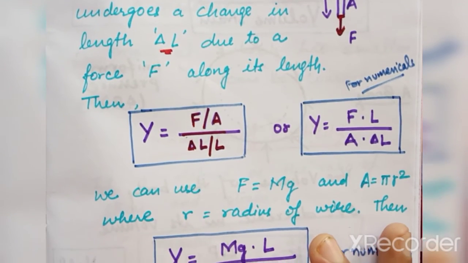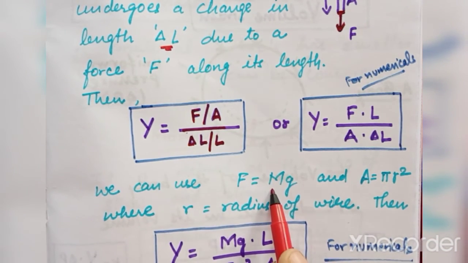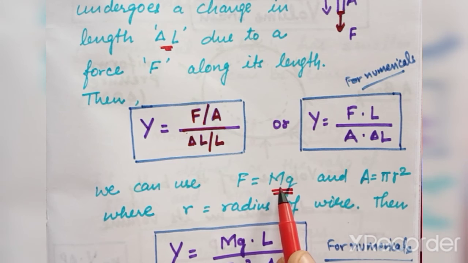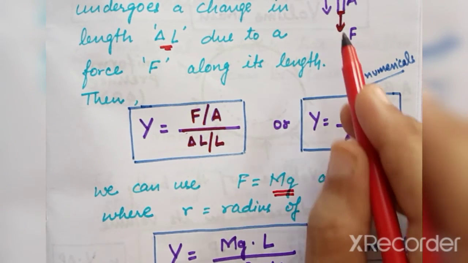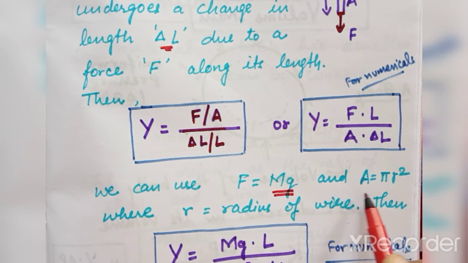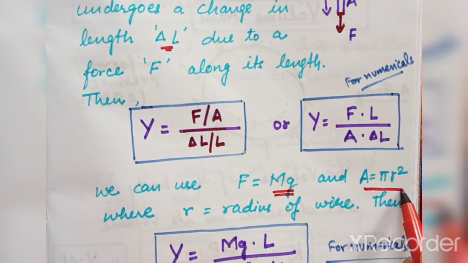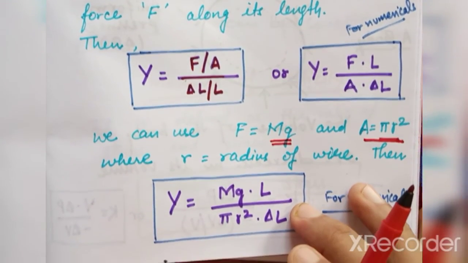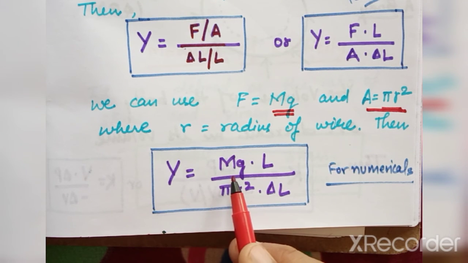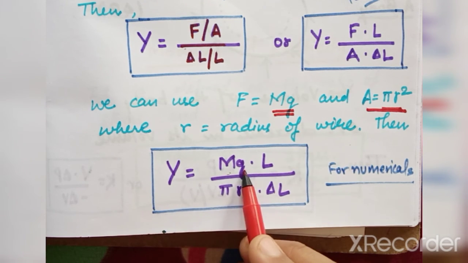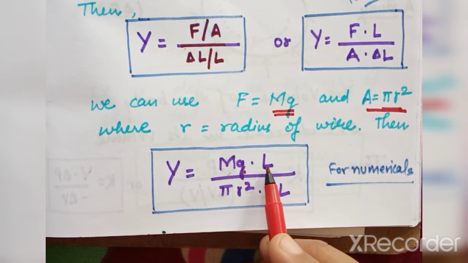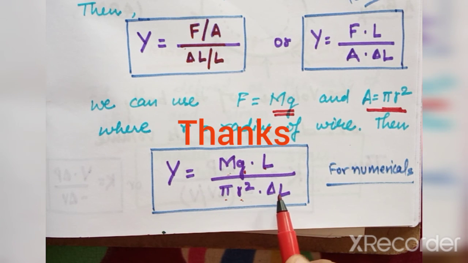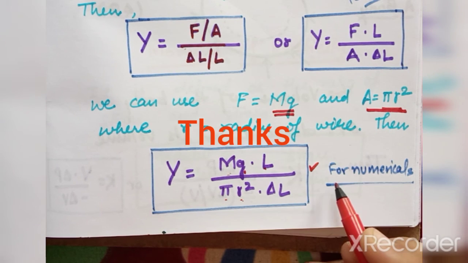Another way to solve it is by putting the value of F as mg. M is the total mass hanging from this wire, and the area of cross section in terms of radius is pi r square. So if we put this, then we get Young's modulus Y is equal to mg L upon pi r square into delta L. Mg is the force, L is the length, pi r square is the cross-sectional area. And this formula is very useful in numericals.